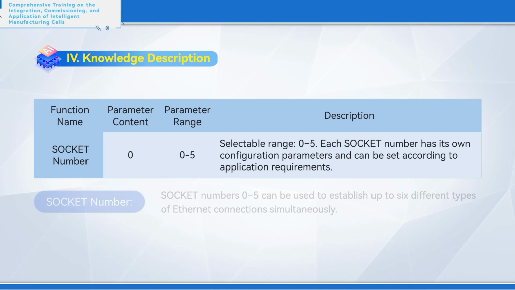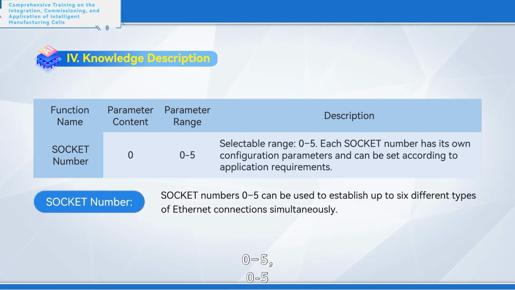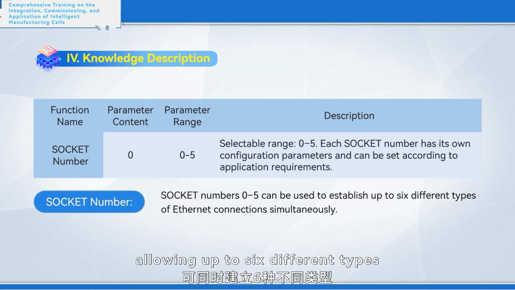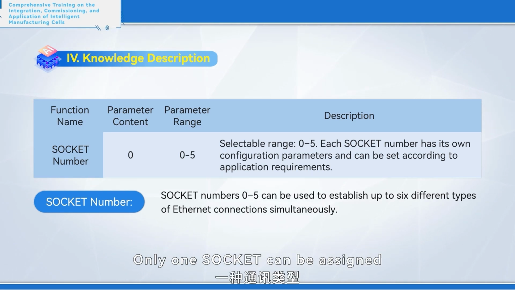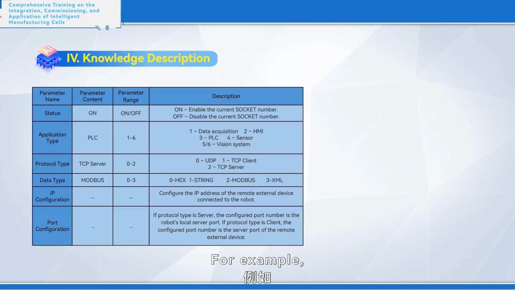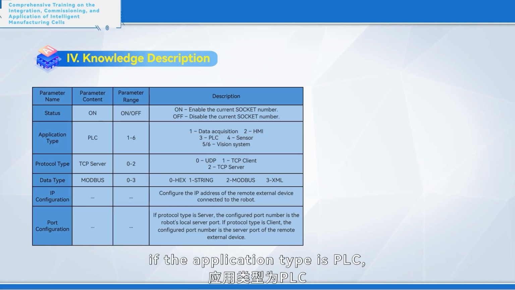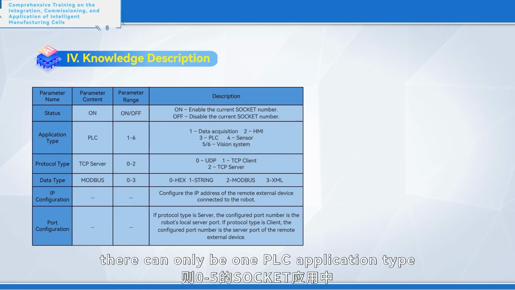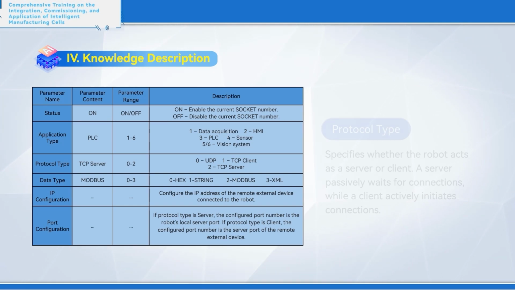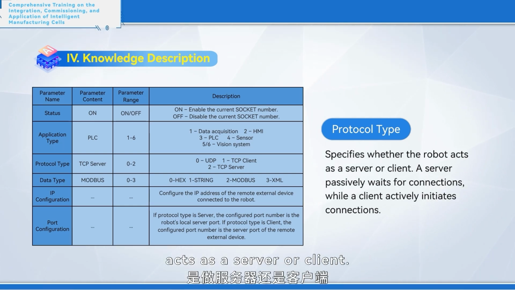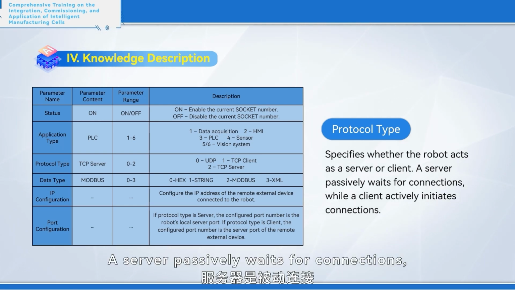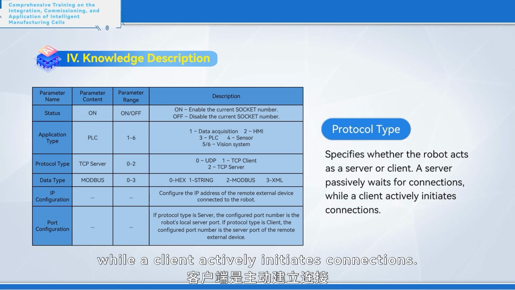Parameter description. Socket number 0 to 5, allowing up to 6 different types of Ethernet connections simultaneously. Only one socket can be assigned per communication type. For example, if the application type is PLC, there can only be one PLC application type among sockets 0 to 5. Protocol type specifies whether the robot acts as a server or client. A server passively waits for connections, while a client actively initiates connections.